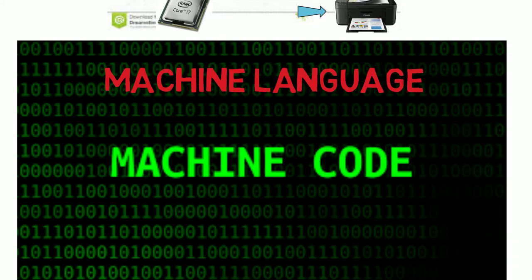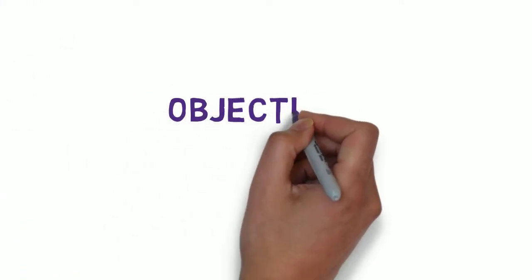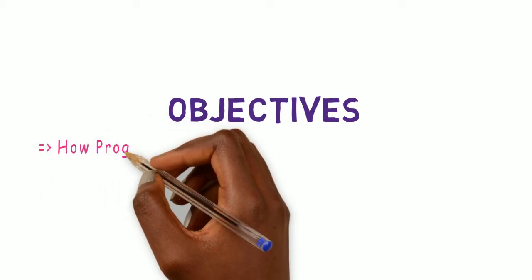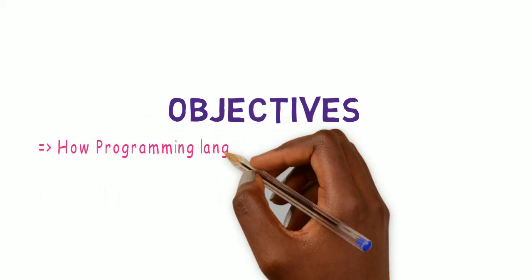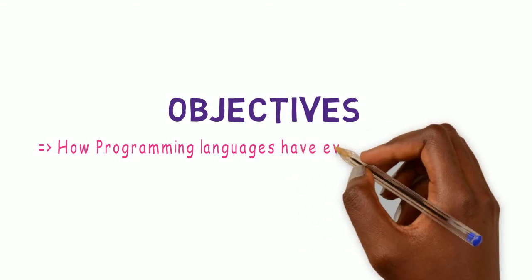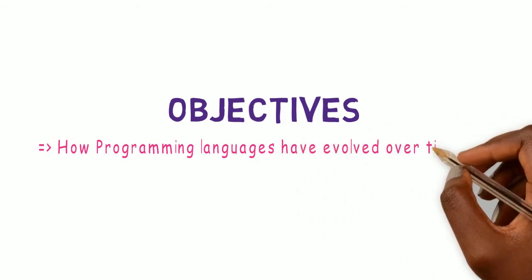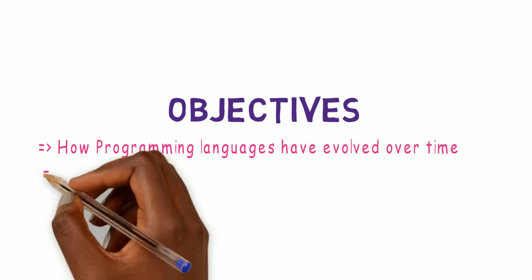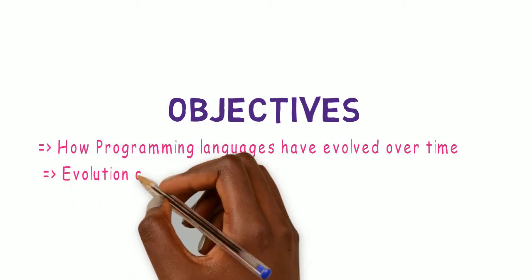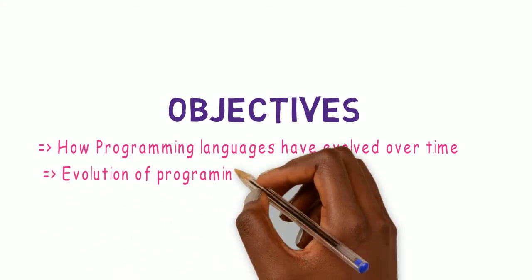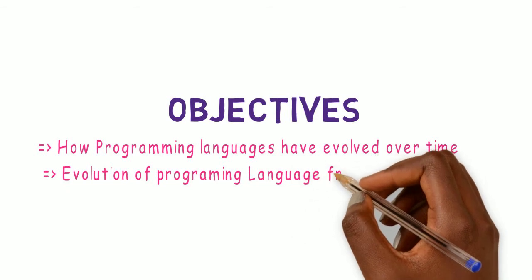So how actually does this machine language look like, and how does it work? Well, in this video, we shall look at how programming languages have evolved over time to become more like the natural language that humans speak. We shall trace this evolution from machine language, which is the first generation language, to the fifth generation language.